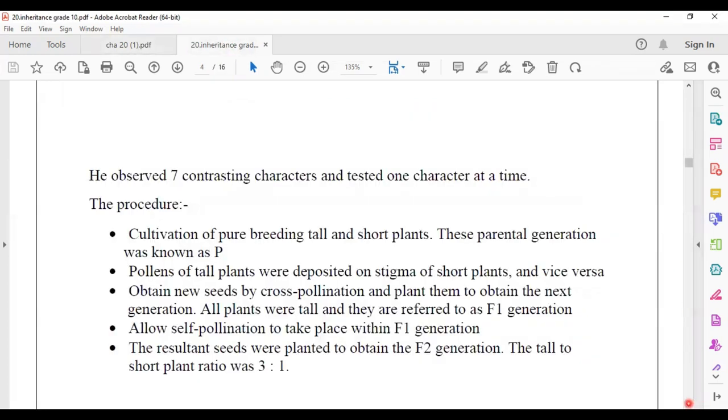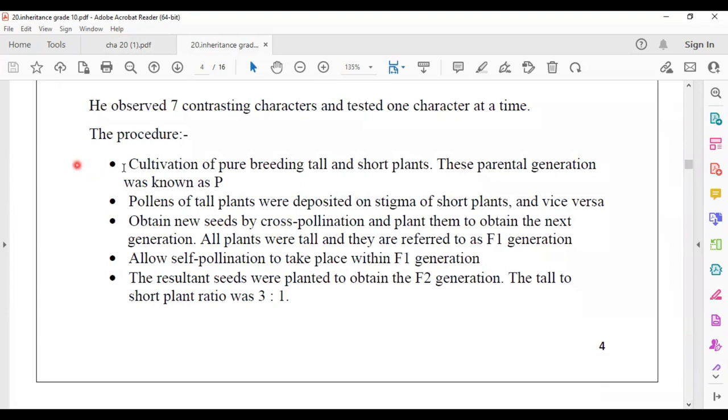You see the procedure of this experiment. Cultivation of pure breeding tall and short plants. First, he cultivated pure breeding tall and short plants. One generation is tall, one generation is short. This parental generation was known as the P generation, and that is the symbol for that generation. Then pollen of tall plants is deposited on the stigma of short plants. That means a cross between tall and short plants and vice versa. That means the pollen of short plants was deposited on the stigma of tall plants likewise.